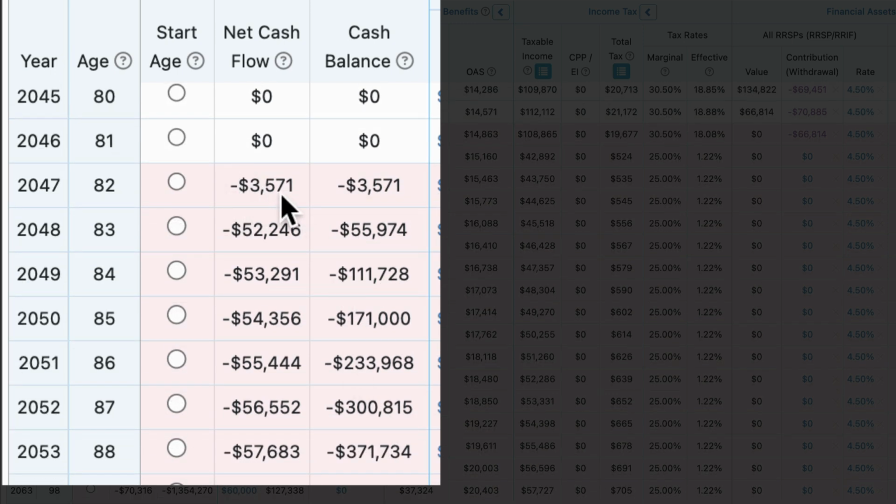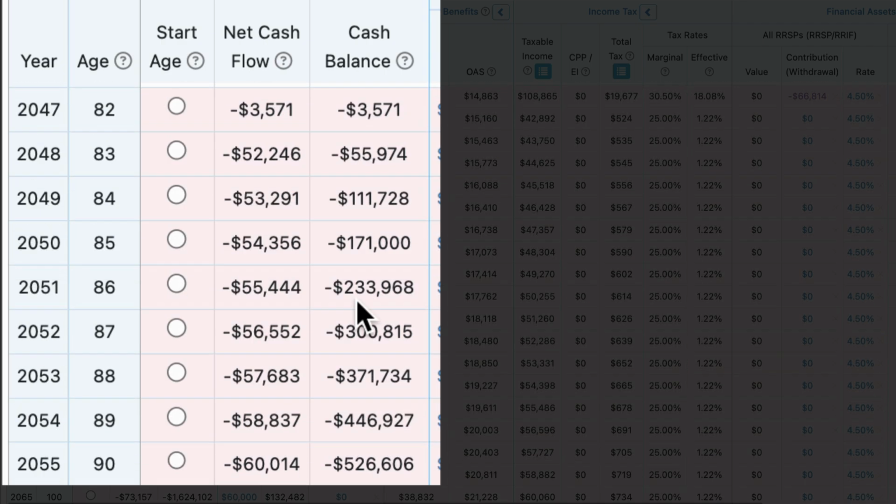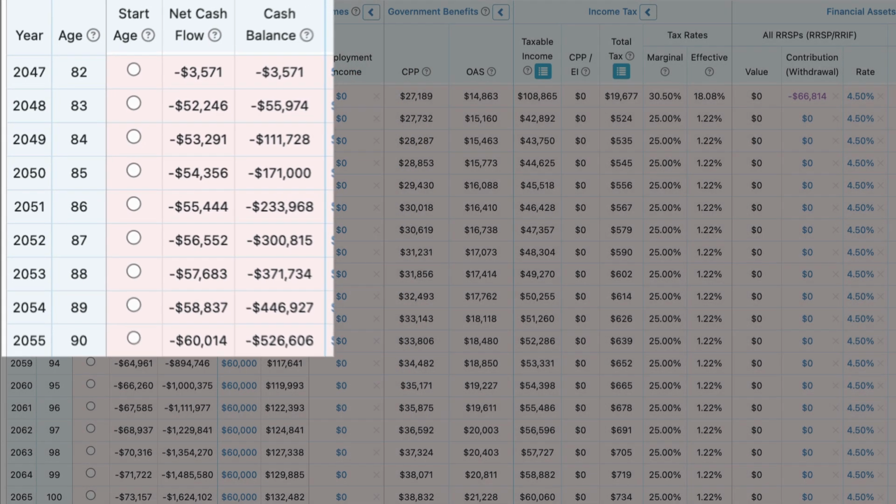$3,571 in the first year, $52,246 in the second year. By the end of the second year, with interest on the first year's cash balance, her debt now equals $55,974. This pattern continues until the end of her projections.